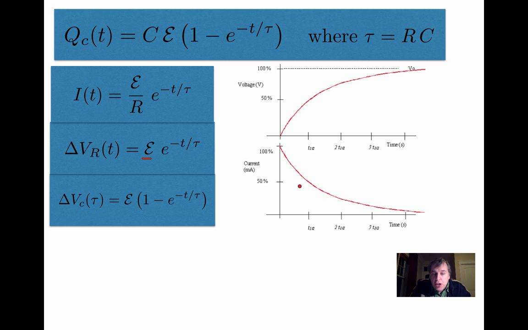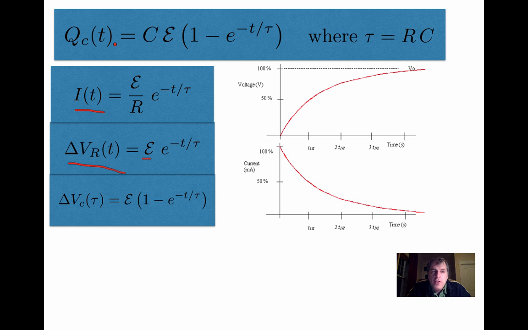So in our case, the current and the voltage across the resistor follow a curve like this. Whereas the charge on the capacitor and the voltage across the capacitor follow a curve like this. Now, when I say they follow a curve like this, I mean they have this shape, but of course, they tend toward different values.